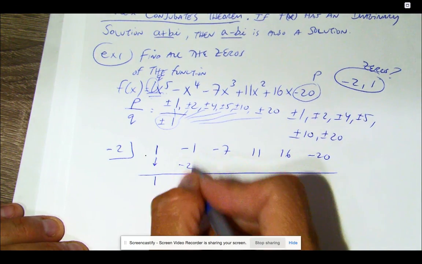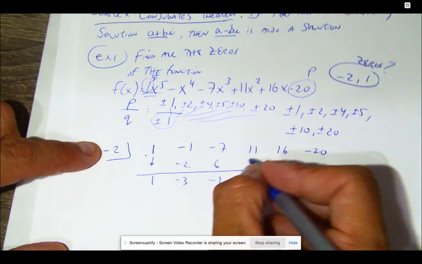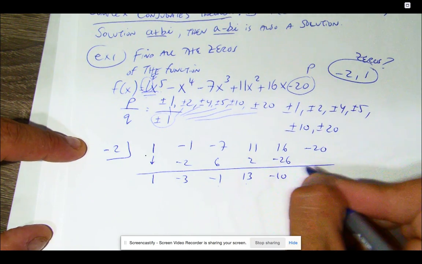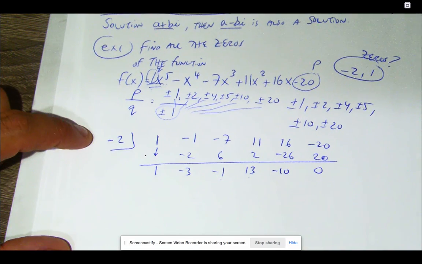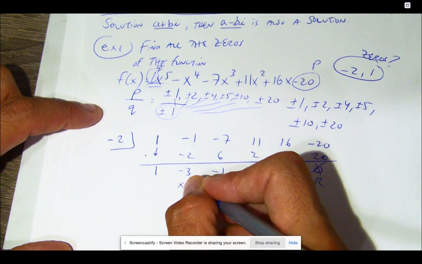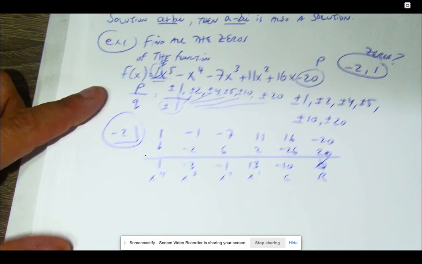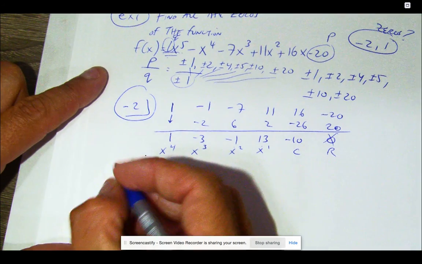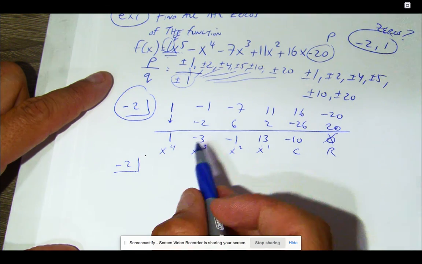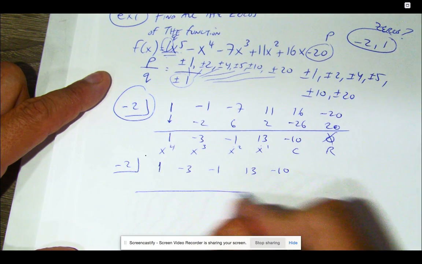Multiply, add, multiply, add, multiply, add, multiply, add, multiply. Okay, cool. We got a 0. Remainder, constant, x1, x2, x3, x4. We found one answer. Now, since we had a turning point at negative 2, that means another negative 2 should work as well. So let's take all those numbers that we got for the problem prior, and let's do it again.